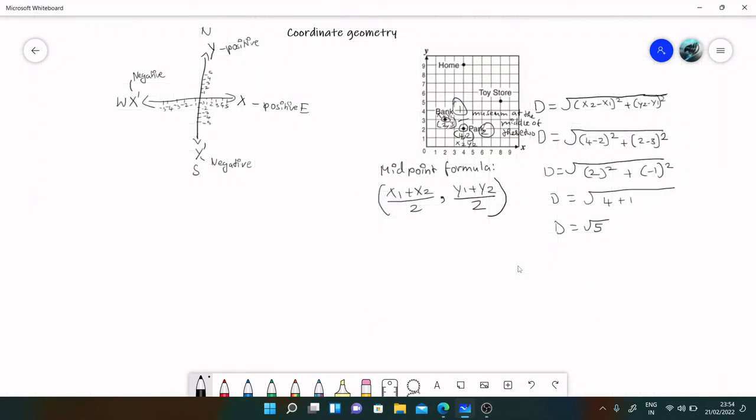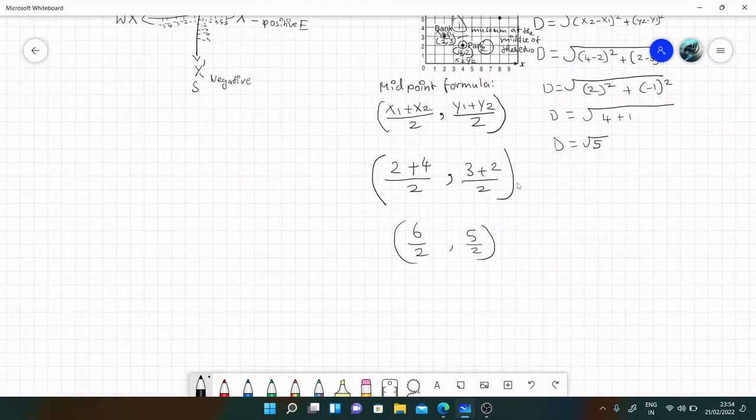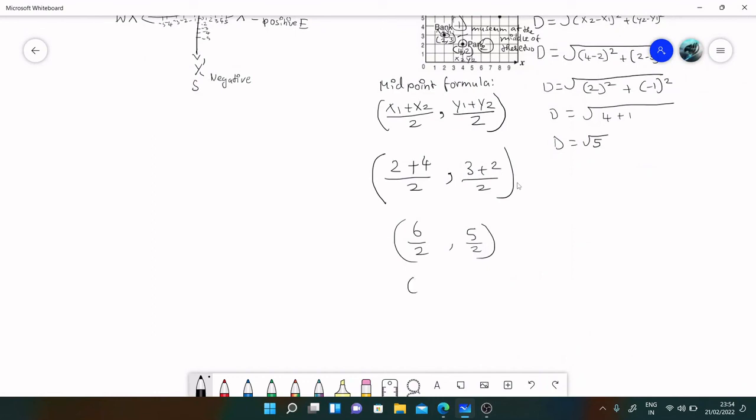Let us just start filling in the values. x1 is 2. So 2 plus x2 is 4. 2 plus 4 divided by 2, comma y1 is 3. 3 plus 2 divided by 2. 6 by 2, comma 5 by 2. So your coordinates are basically 3, comma 5 by 2. You can leave it at 5 by 2 or you can write 2.5.